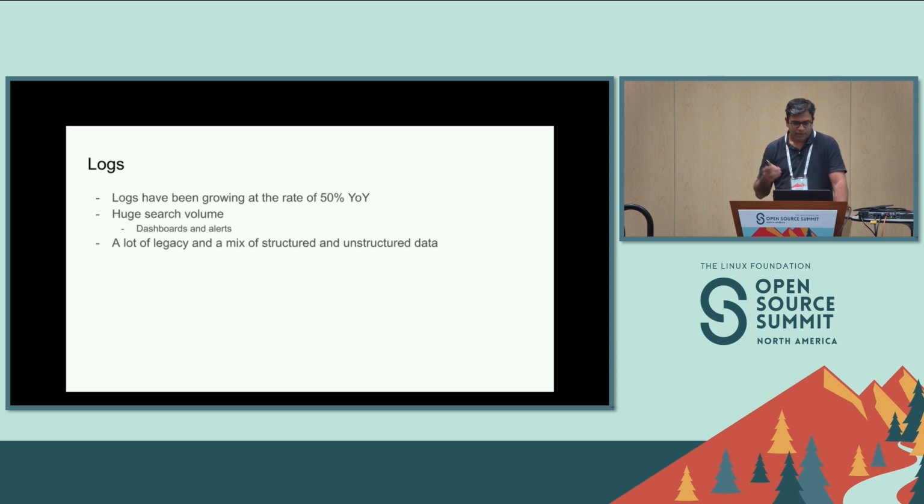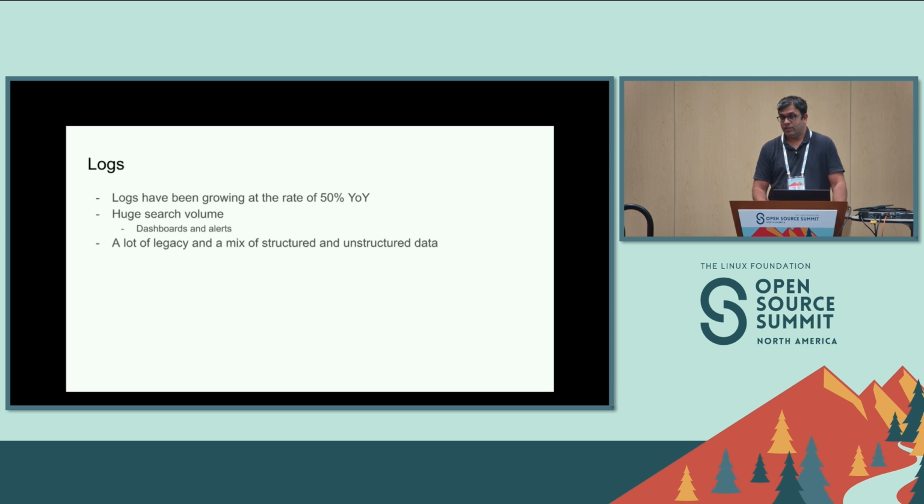So specifically, getting into pillars. Logs: we have seen logs growing at the rate of 50% year over year. Again, it goes back to the fact that we have been refactoring quite a bit, so there are a lot of nano services and microservices. Huge search volume, of course, dashboards and alerts.